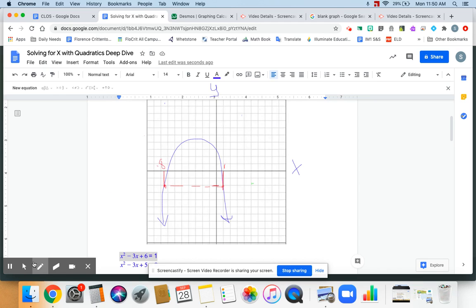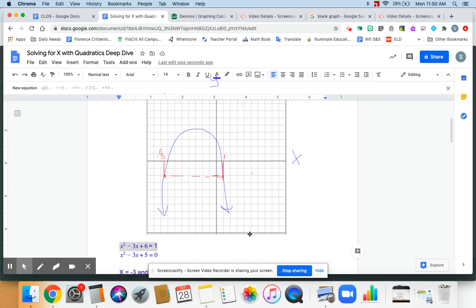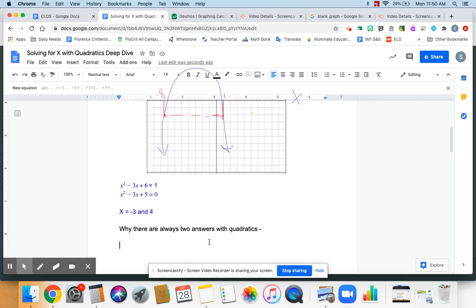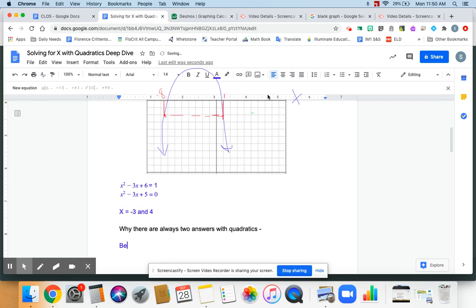So because of the way the graph is shaped, where it hoops like that, there will always be two answers when we solve for x with quadratics. And that's why there's always two answers when we solve for x with quadratics. Because the graph curves back.